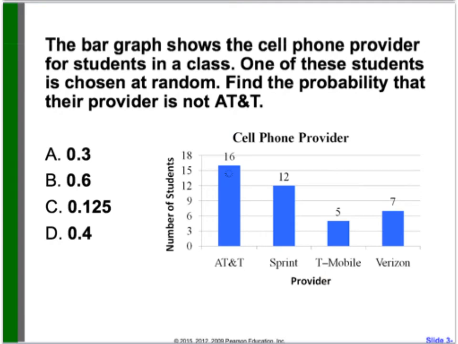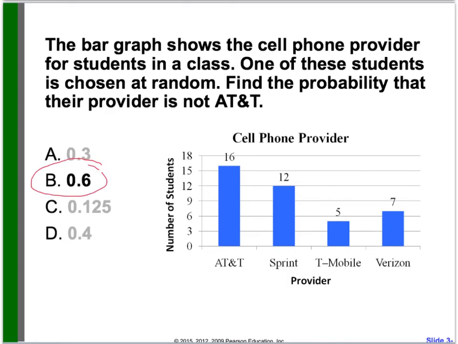Next problem, read and answer. So the answer is 0.6. If you got 0.4, you just had to be careful and read carefully. They wanted the probability that the provider was not AT&T. So you're using the rule of complements here. The rule of complements that you read about was that if you want the probability of it not being something, find the probability of what that is, the probability of AT&T.